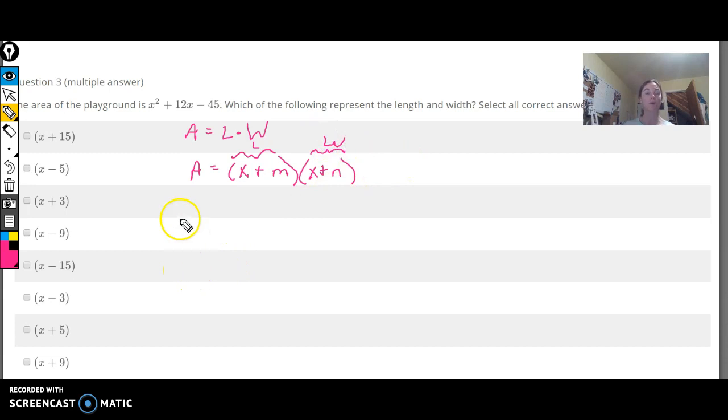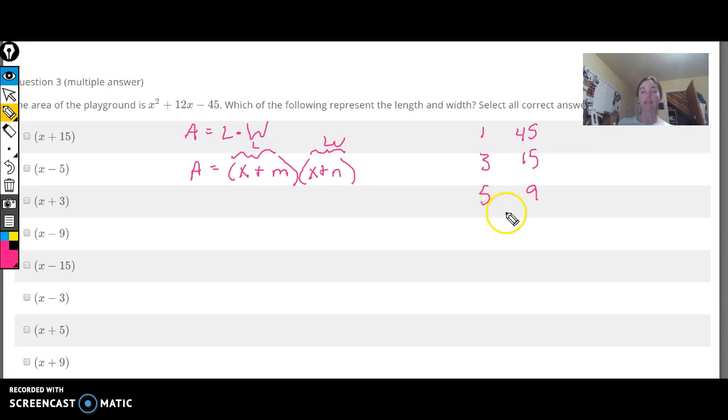Okay, so now we just need to come up with two numbers that when multiplied together give us a negative 45, but when added together give us a positive 12. So I'm going to do the factors of 45. 1 and 45, 2 doesn't work, 3 and 15, 4 doesn't work, 5 and 9, 6, 7, 8 don't work. So these are our factors of 45, okay?